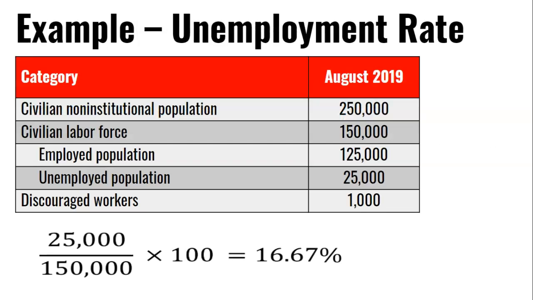Again, looking at the data, in this case the labor force is 150,000 people. There are 125,000 people with a job, and 25,000 people without one, but looking to get one. We're asking, out of that 150,000 person labor force, what percentage doesn't have a job? So we do 25,000 divided by 150,000, multiply by 100. We'd see that the unemployment rate in this example is 16.67%, which is awfully high.